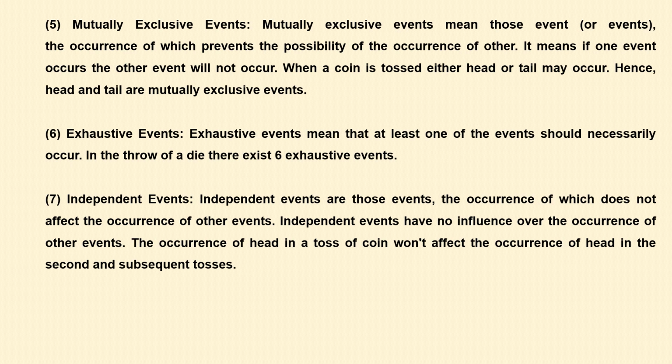Seventh one, independent events. Independent events are those events the occurrence of which does not affect the occurrence of other events. Independent events have no influence over the occurrence of other events. The occurrence of head in a toss of a coin won't affect the occurrence of head in the second and subsequent tosses. That is why it is called independent.